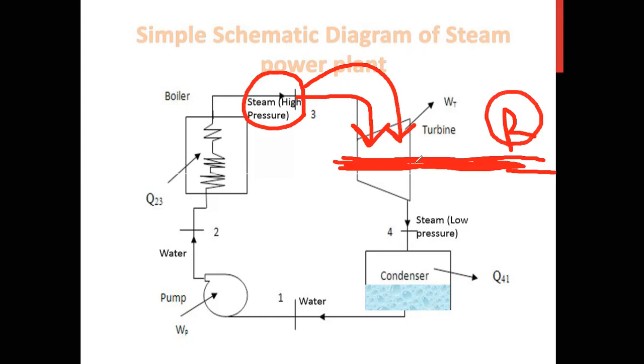But after the turbine, the steam pressure and temperature become less when it goes out of the turbine. The steam becomes low pressure. Why? Because we all know energy cannot be created or destroyed, it can be transferred. So the pressure and the temperature of the steam basically convert into the rotational force of the turbine.